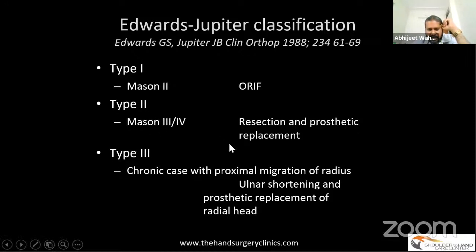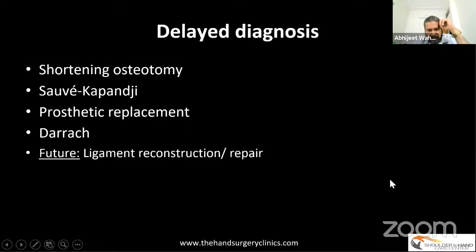Type 2 is when there is a Mason 3 or 4, and then you would resect and you would replace. In type 3, chronic case with proximal migration of the radius, you would do an ulnar shortening osteotomy and a prosthetic replacement of the radial head.